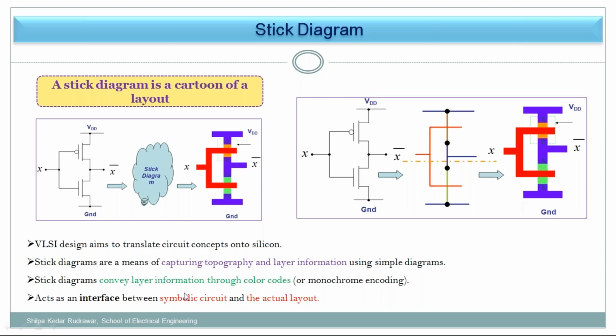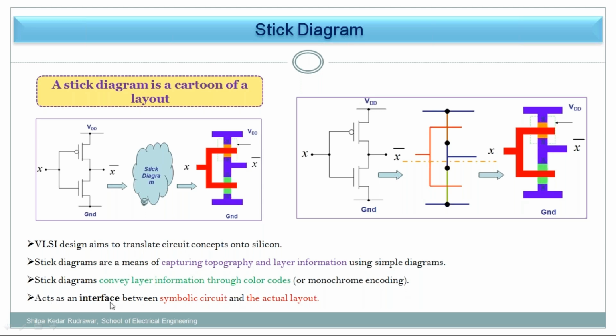Stick diagrams are a means of capturing topography and layer information. As you know, there are many layers present, and if they overlap each other, they will get connected. For that reason, we use different colors for different metals. This color is a different metal, this is a different metal. Likewise, each color indicates a different metal, so that there will not be connection between every layer. So the stick diagram conveys layer information through color code. Layer information, as I told you, is one above another. If you have the circuit diagram and it gets connected, it will be difficult to trace. So that is defined in terms of color.